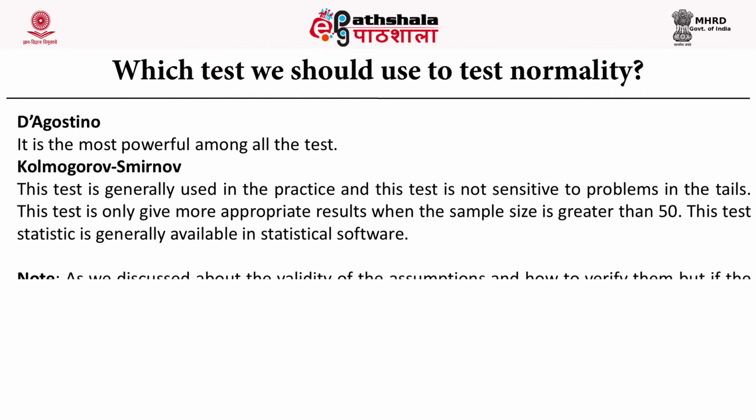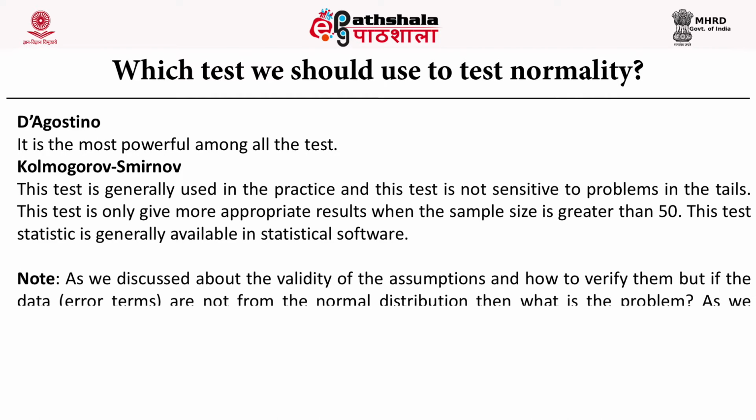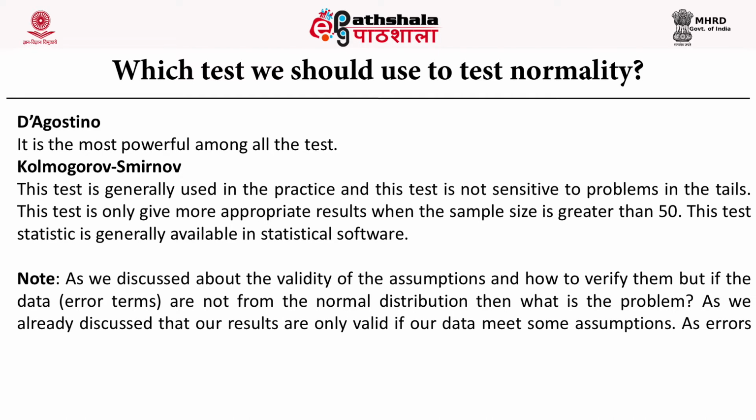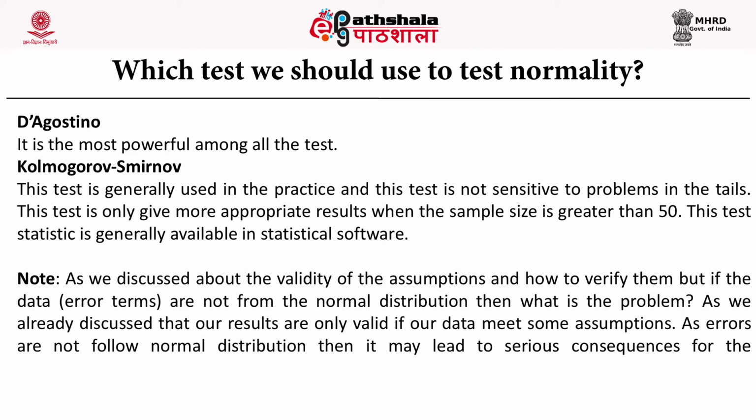We discussed the validity of the assumptions and how to verify them, but if the data are not from the normal distribution, then what is the problem? As we already discussed, our results are only valid if our data meets some assumptions. If errors do not follow a normal distribution, then it may lead to serious consequences for the experimenter in making any statement about the problem. So now we have to discuss how to test the equality of the variances.